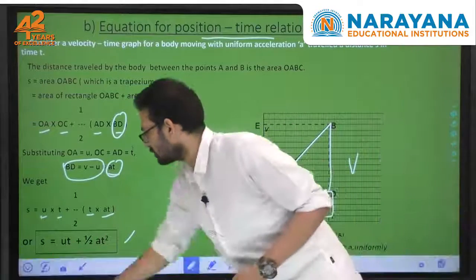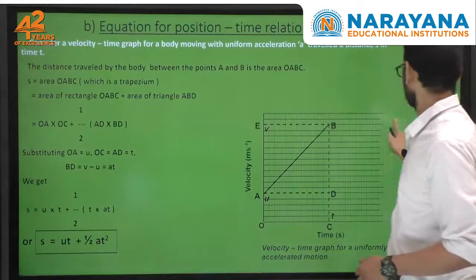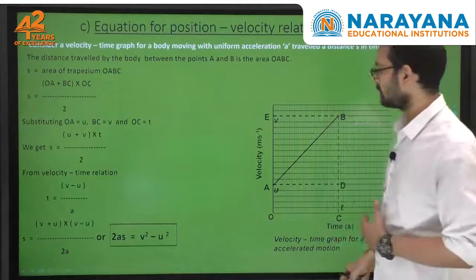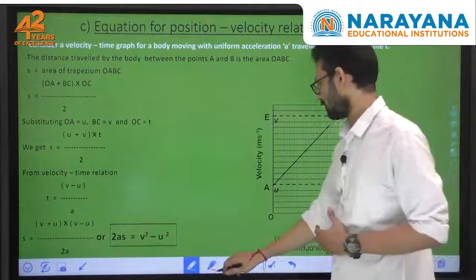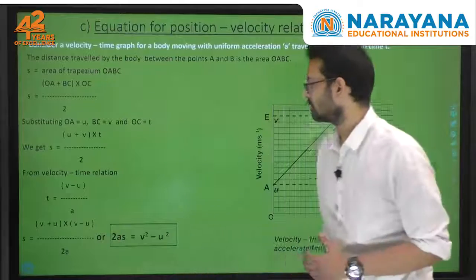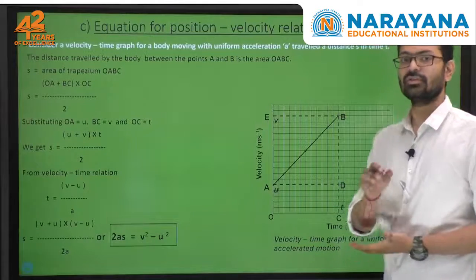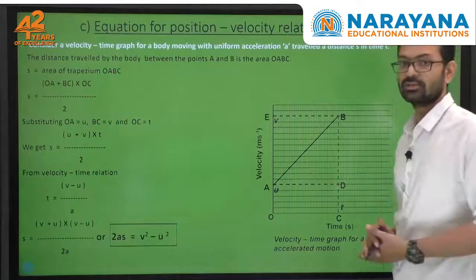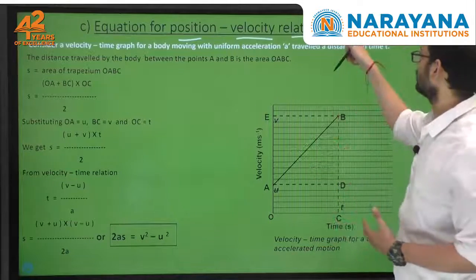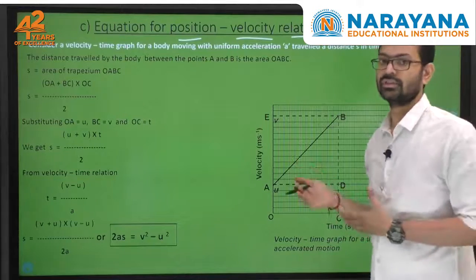The next relation which we are going to talk about is the equation of position velocity relation. Here the same graph again you are going to take. The graph is a constant graph which denotes a uniform acceleration and a constant increase in the speed. Now what you are trying to find out is the position velocity relationship, which is v square minus u square is equal to 2as, or someone will pronounce it as 2as is equal to v square minus u square.